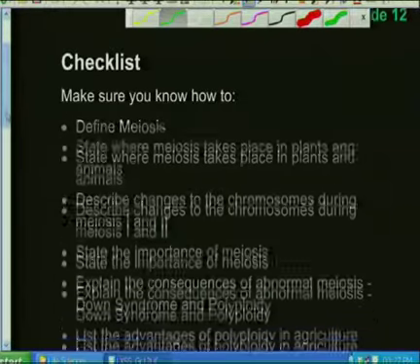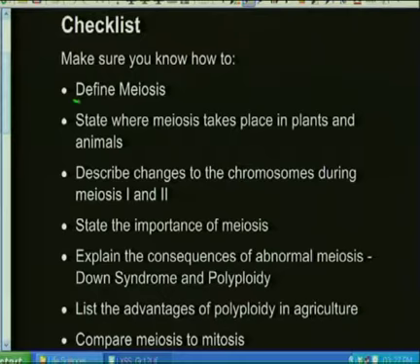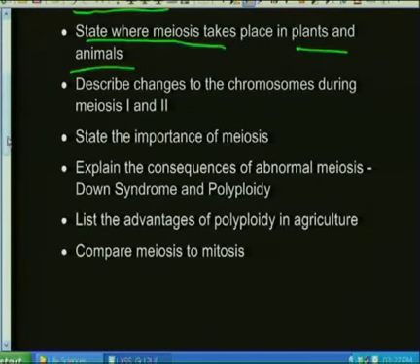Let's go through that. First of all, you must be able to define meiosis. What is meiosis? State where meiosis takes place in plants and in animals. You need to describe the changes to the chromosomes during meiosis 1 and 2. In other words, you need to follow those chromosomes from the beginning of meiosis 1 right up to the end of meiosis 2. Fortunately for you, you do not need to memorize the names of the phases, but you need to know what happens to the chromosomes during that procedure.